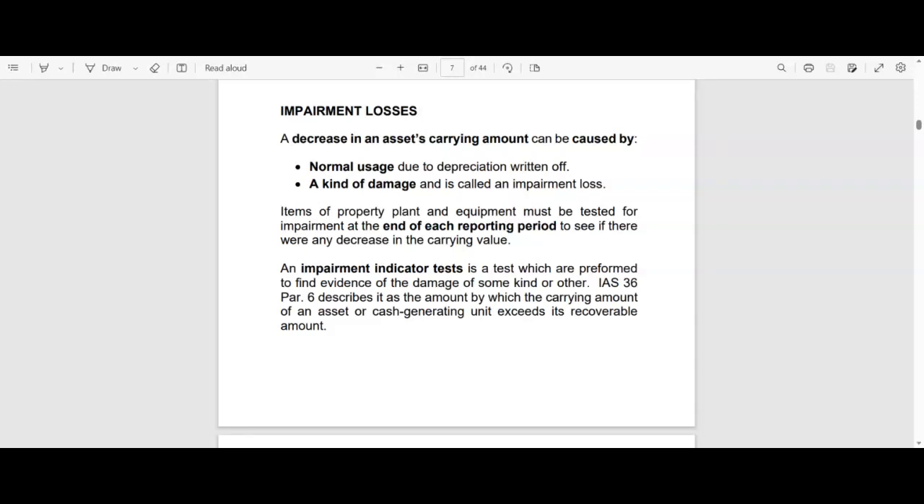But the actual impairment indicator test that is mentioned there at the bottom is something that we do in Financial Accounting 3. So you'll remember last year we said that property, plant, and equipment is one of those weird topics because it is so massive that it's going to follow you throughout your student career. Okay, so let us look at an impairment loss, ladies and gentlemen.